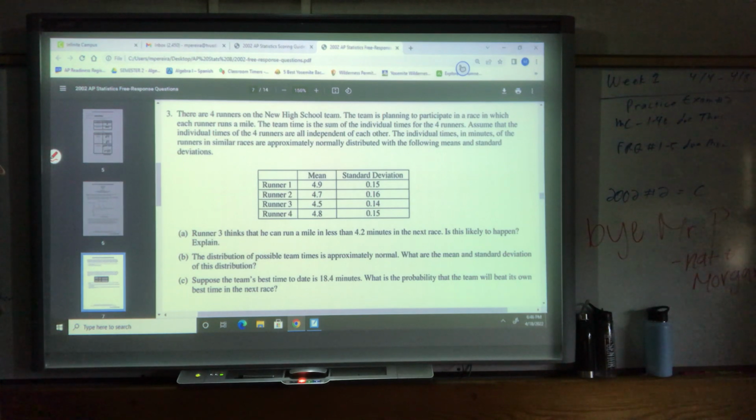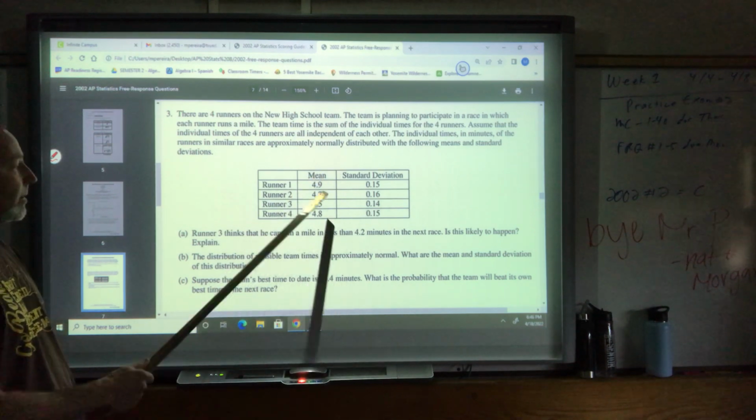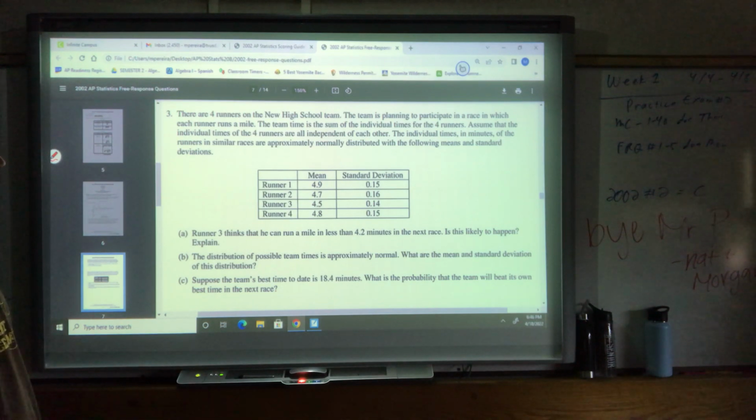Okay, there are 4 runners on the new high school team. The team is planning to participate in a race in which each runner runs a mile. The team time is the sum of the individual times of the 4 runners. That'll be like our expected value, the sum of the times. Each runner is expected to run this time, and then the total race would be the sum of all those times that we would expect, assuming there's no delay with the handoff, right?